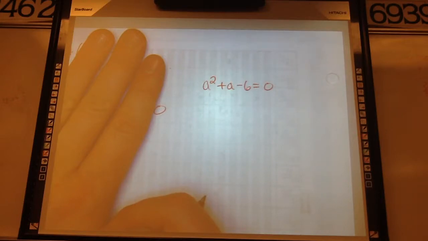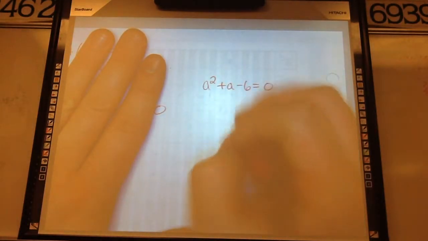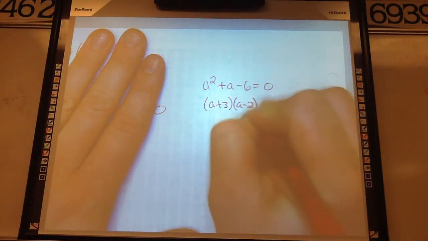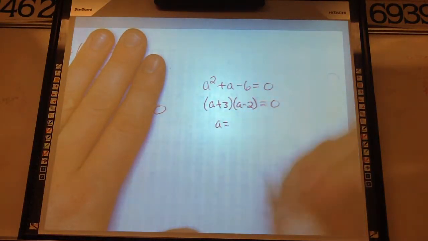Plus 3, minus 3. I mean negative 3. A plus 3, A minus 2 equals 0. So what's A equal? Negative 3.